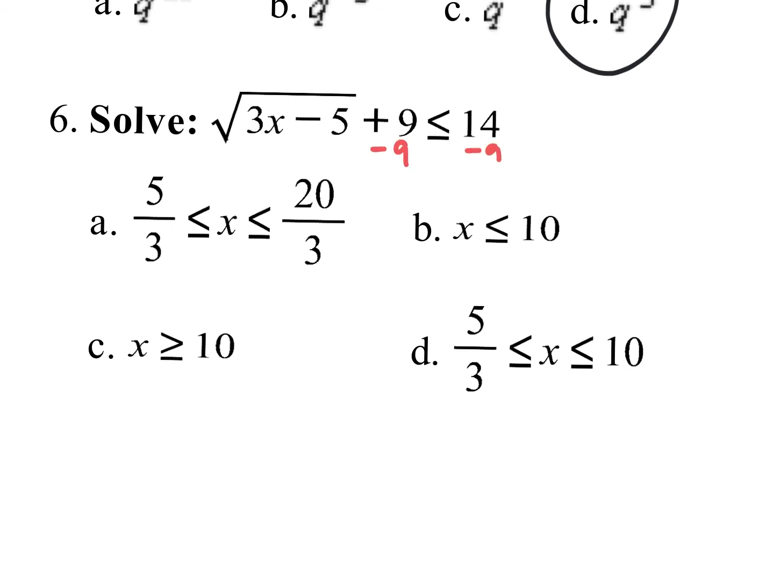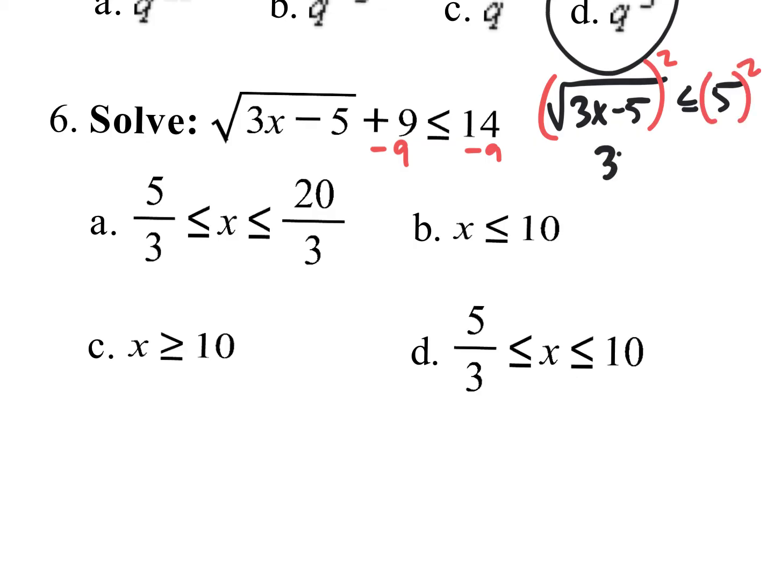Subtract 9. You will have the square root of 3x minus 5 is less than or equal to, what is this, a 5? Yeah. And now we want to get rid of the square root, so we do the inverse operation, the square. What you do to one side, you do to the other side. You will have 3x minus 5 is less than or equal to 25. Let's continue solving. Plus 5 here, plus 5 there. You will end up with 3x is less than or equal to 30.